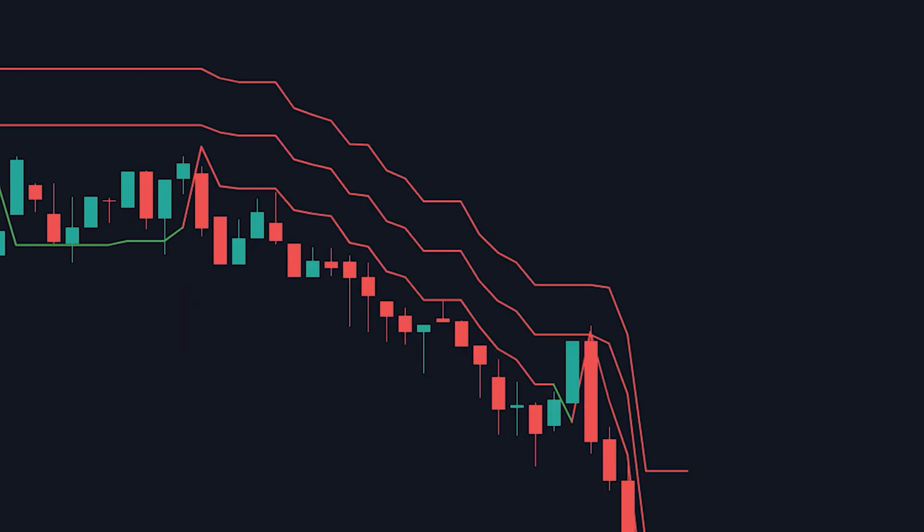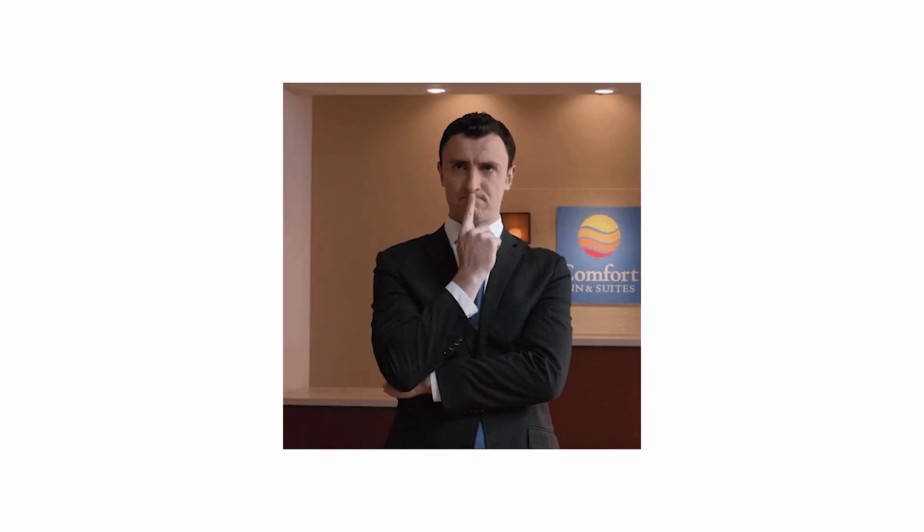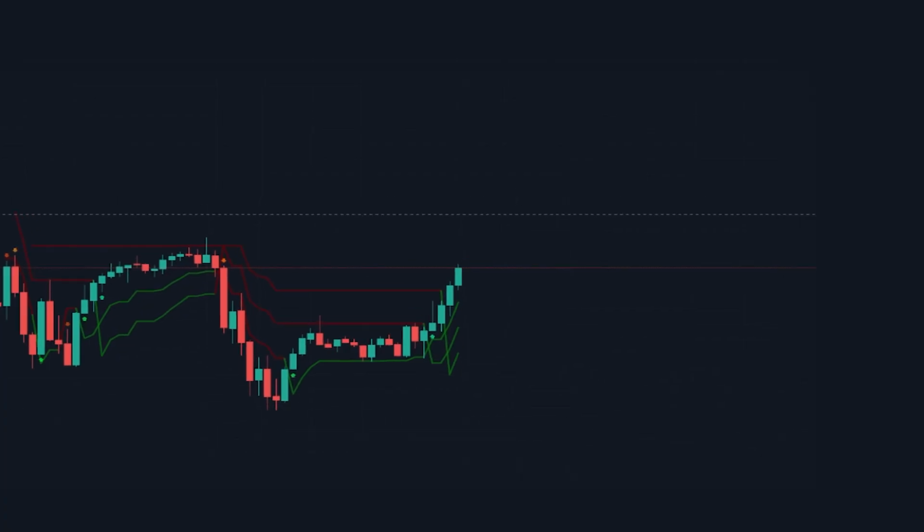Let's look at one more example. Here we're looking for a short trade. 2 of the top lines are red, but the bottom line is still green. We wait until all the lines turn red. Enter a short trade here. Profit. Now you may be asking yourself, but how do I know when to exit the trade? Well, that's a very good question.